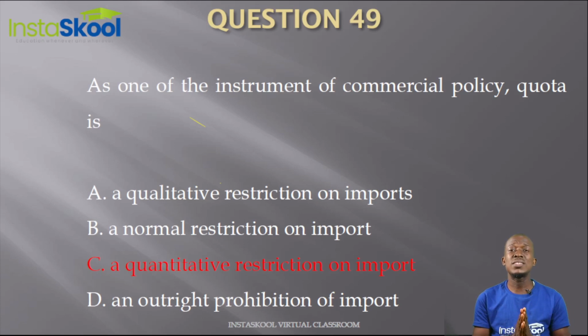So you see that it restricts the quantity that can be brought into the country. It does not outrightly prohibit bringing in the product into the country. So option D is not correct. It is not a normal restriction that you have, so option B is also not correct. It is not a qualitative restriction, because there is nothing that a quota talks about in the quality of what is brought. What it only talks about is the quantity that is brought in. So our correct answer is option C. It is a quantitative restriction on imports.